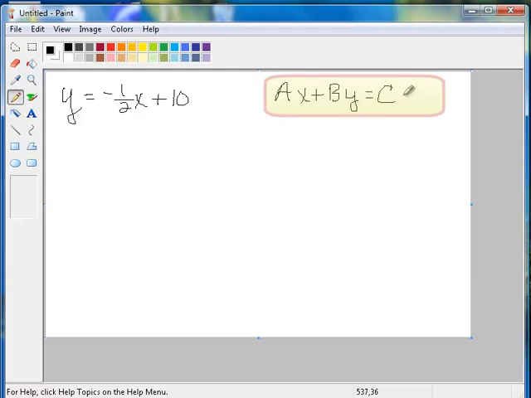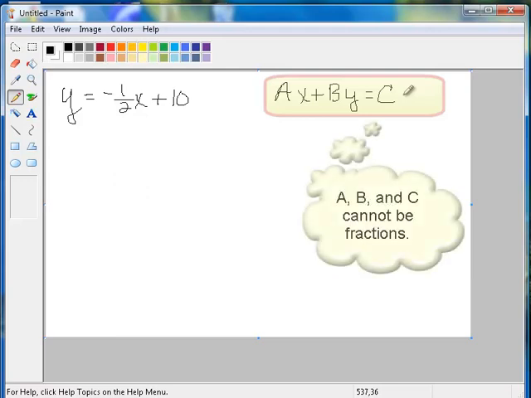The first thing you need to know about standard form is that your a, b, and c's can never be fractions. So we are going to clear out the fraction as our first step by multiplying both sides of the equation by 2. When we do this, we will multiply everything in the equation by 2.